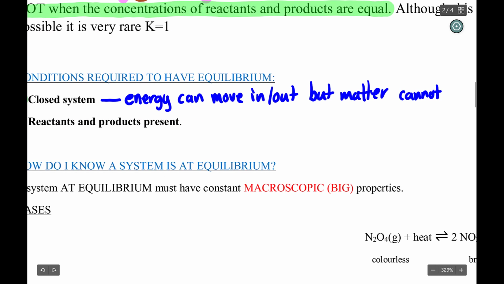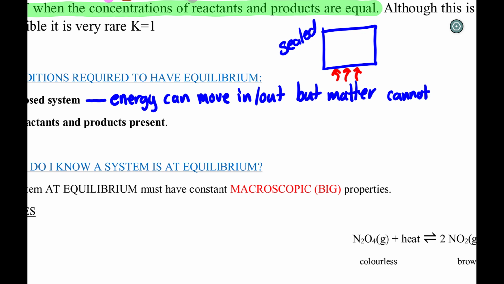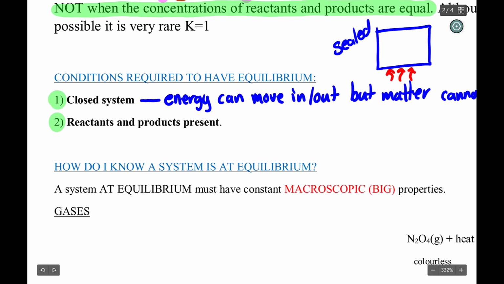Okay, so for instance, again, imagine I have a reaction vessel, and this would have to be sealed, but I could, if I wanted to, heat it up, put a flame underneath it, a Bunsen burner. I could heat it up, or I could put it in a cold water bath. I could cool it down. So energy can move in and out, but it's a sealed container. No particles can move in and out. And then the other one is simply you have to have reactants and products present.